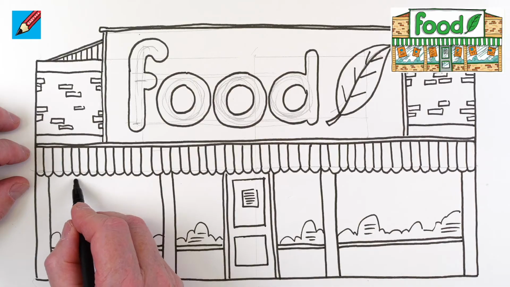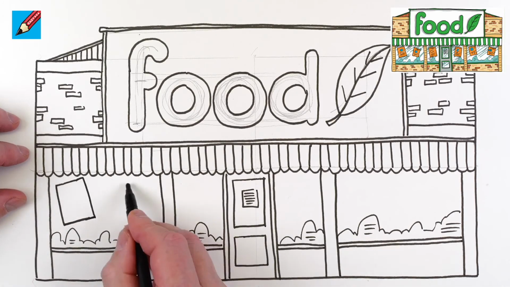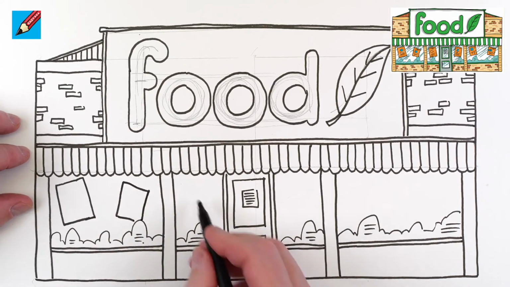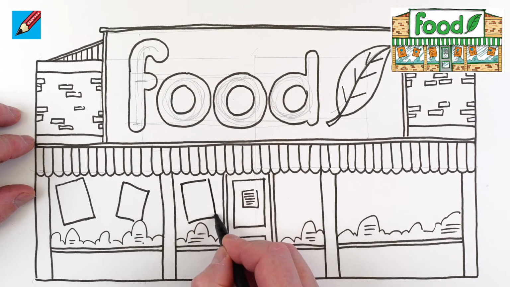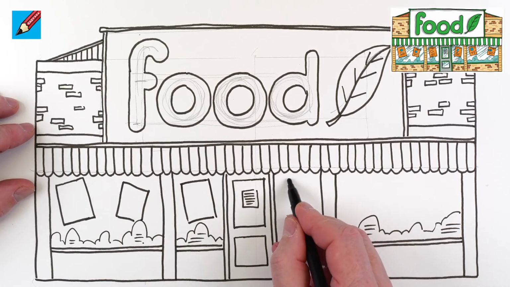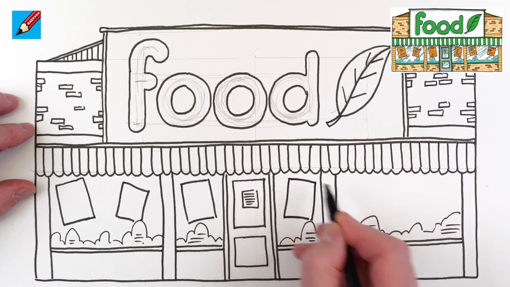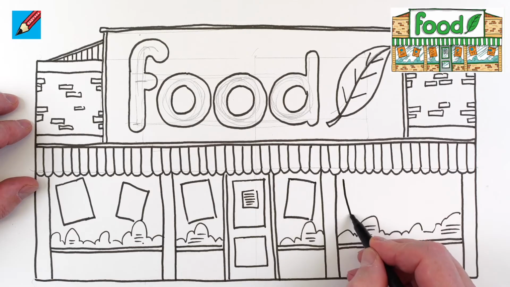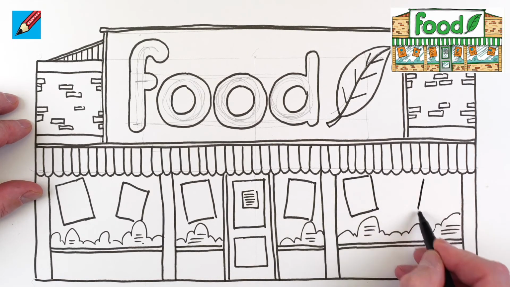And then I think there are going to be posters in the window, aren't there? There's always posters in the windows of grocery stores and supermarkets and things like that, aren't there? So let's do these at a slight angle. They're just parallelograms, oblongs, rectangles, whatever you want to call them. Like that. And we'll have another one there.